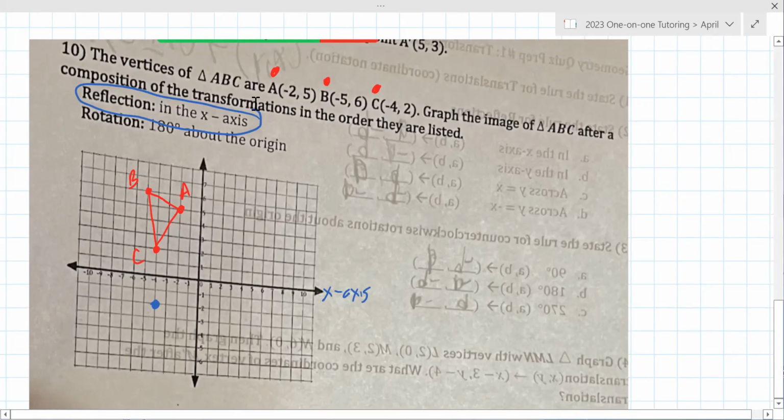Now do the same thing for A. Count how many spaces A is from the x-axis. That's 1, 2, 3, 4, 5, 6, 7, 8. We're talking about point A, is that correct? Yeah, I'm just counting here. A is out 5, right? Yeah, so it can't be more than 5.